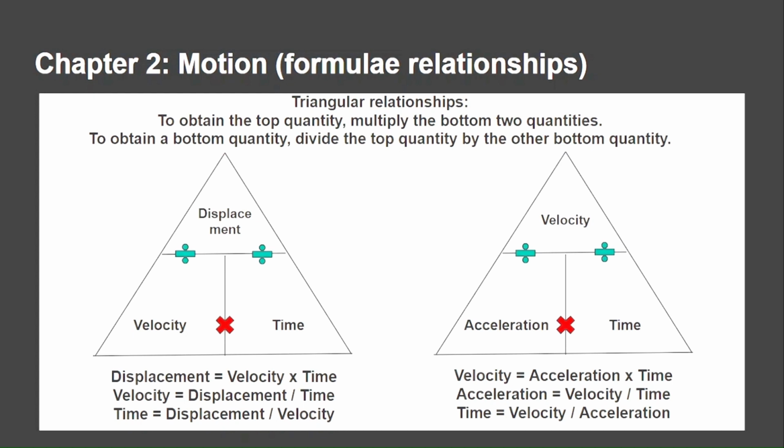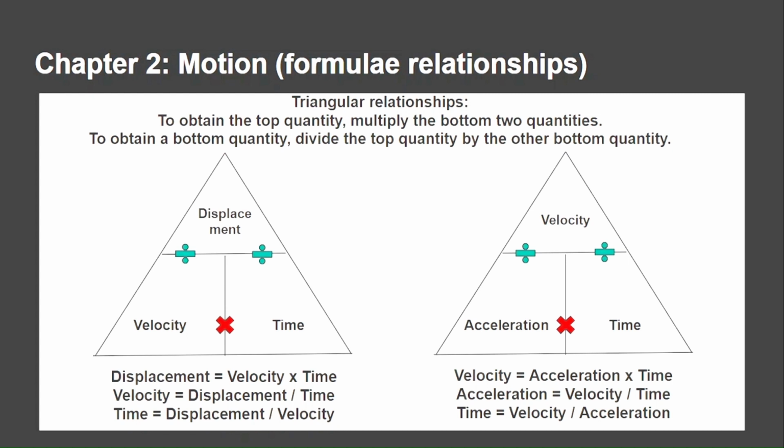The key thing to remember is there are two triangles: displacement, velocity, time, or distance, speed, time, and then velocity, acceleration, time, or speed, acceleration, time. So that's the thing to keep in mind. And as I mentioned, if you want to get the quantity at the top of these triangles, you have to multiply the two quantities at the bottom of these triangles. So displacement will be a product of velocity and time. Velocity will be a product of acceleration and time.